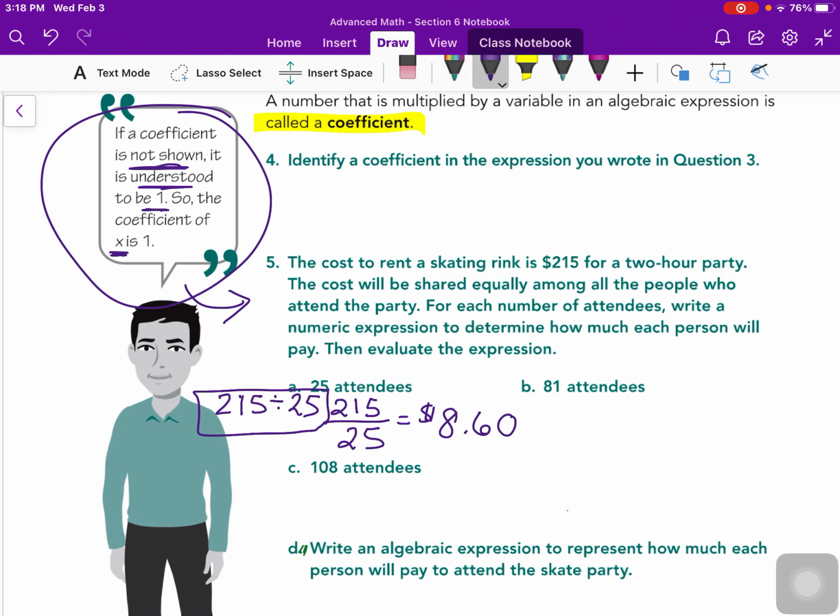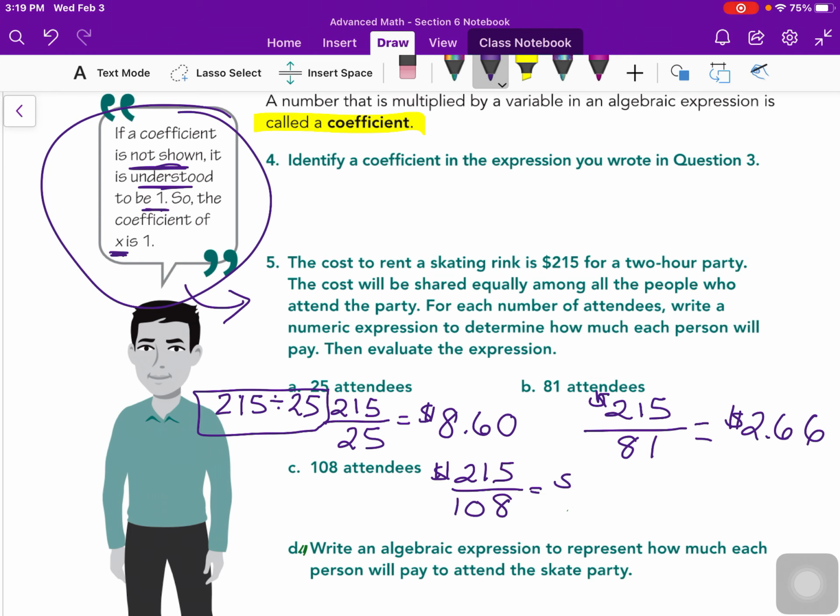Okay, so for 81 attendees, I would do 81 divided by, oops, that's wrong. Just catching my mistake here. I would do 215, because that's what it costs, divided by 81 attendees, which would end up being $2.66 a person. And if I had 108 attendees, that would be 215 divided by 108 attendees, and that would equal $2 a person.